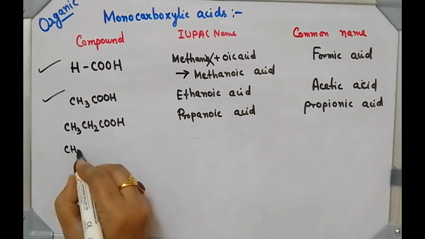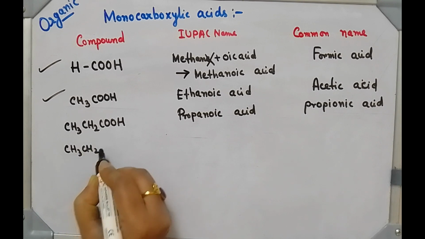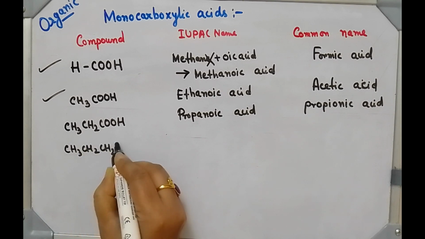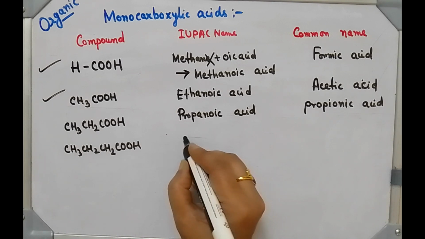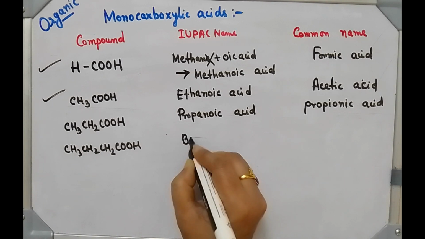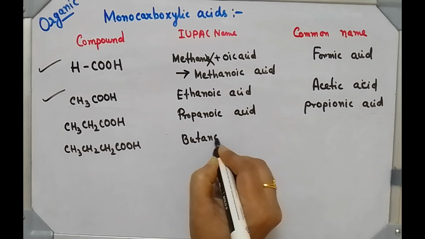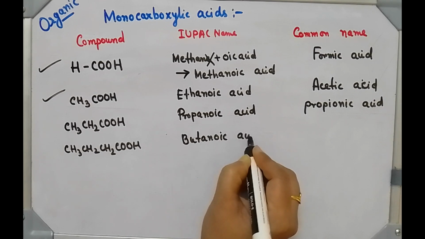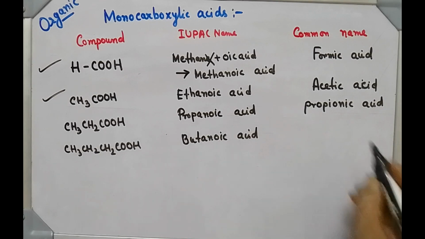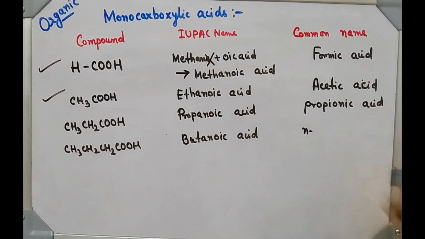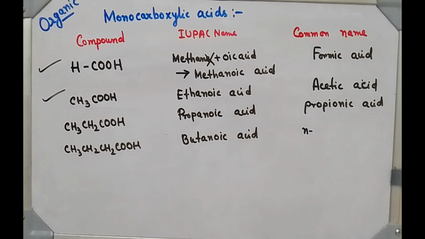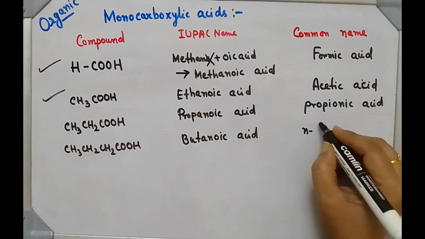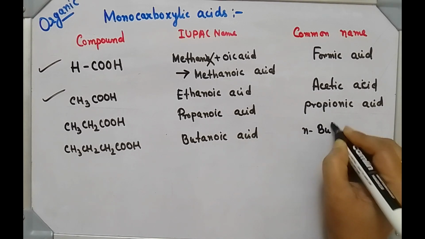Next homologue, four carbon atoms are there. So butane plus oic acid means butanoic acid, and common name N, because in normal butane, this is normal butane skeleton, so N butyric acid.